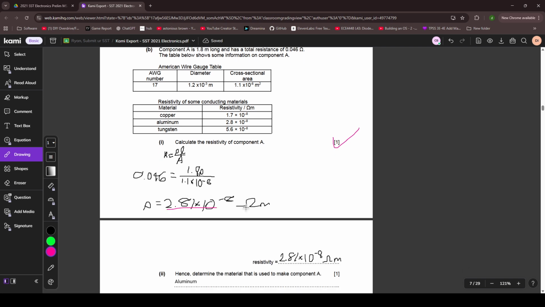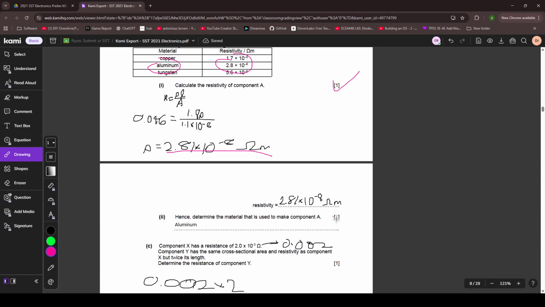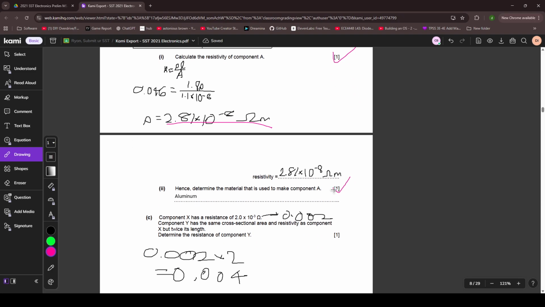Oh yeah, we just go back. The resistivity is 2.81 times 10 to the power of negative 8 ohm meters, which aligns with this. So yeah, aluminium. Component X has a resistance of that.